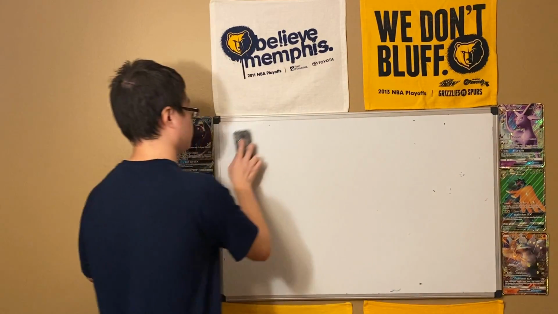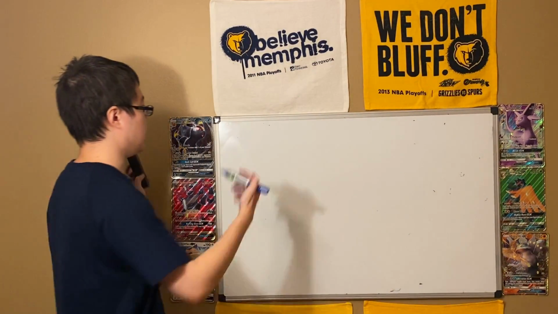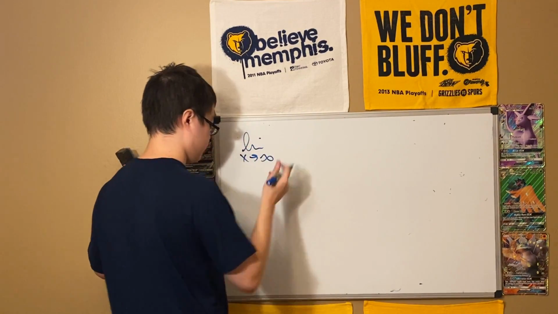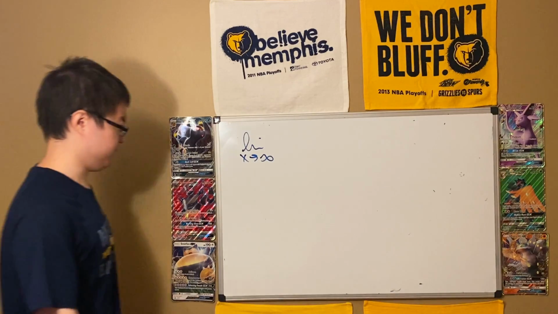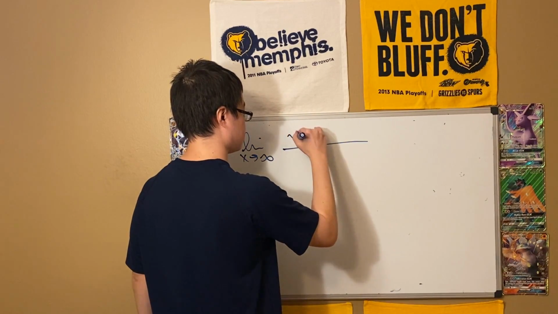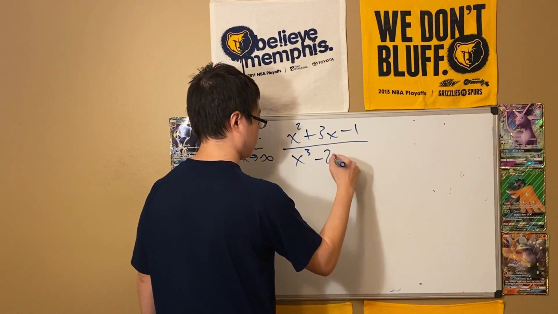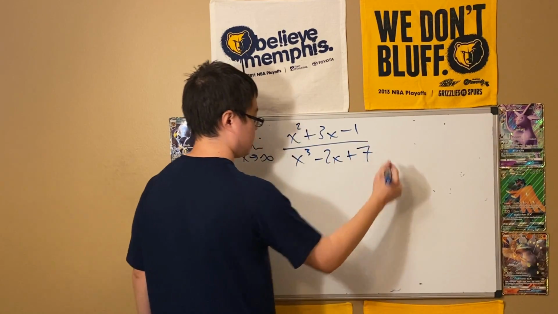So the first one I'm going to do, let's keep it simple. Limit as x goes to infinity. Again, we're doing it with infinity. And let's do x squared plus 3x minus 1 over x cubed minus 2x plus 7.